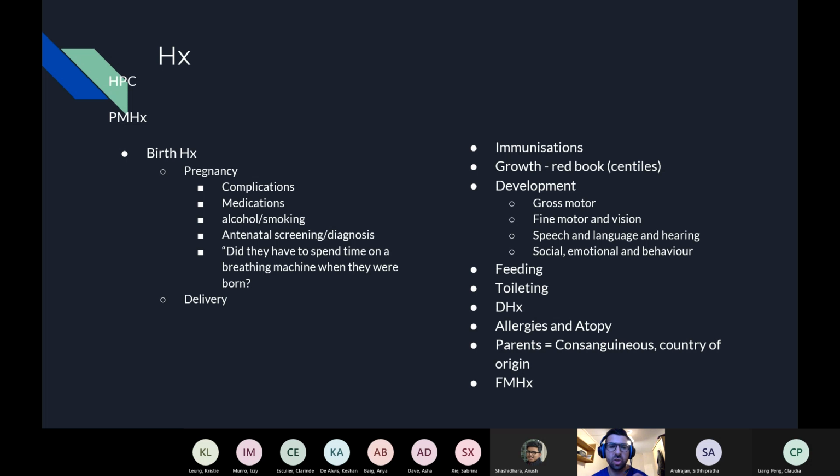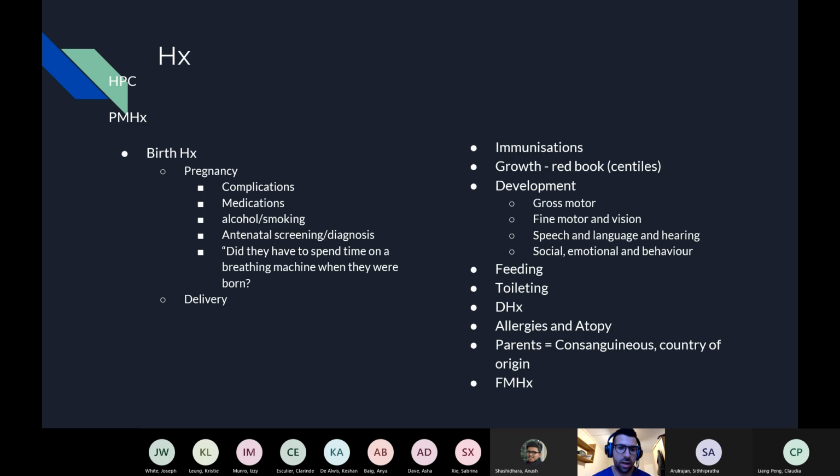Then you do something you wouldn't normally do with a 90-year-old man, which is ask about their birth history. Obviously you won't ask them, but you'll ask the parents. When you ask about the pregnancy, some things that happen in pregnancy can really affect how their breathing works. So you ask about any complications, and any medications the mother had to take before or after, such as antibiotics especially. You ask if the mother smoked or drank during the pregnancy.